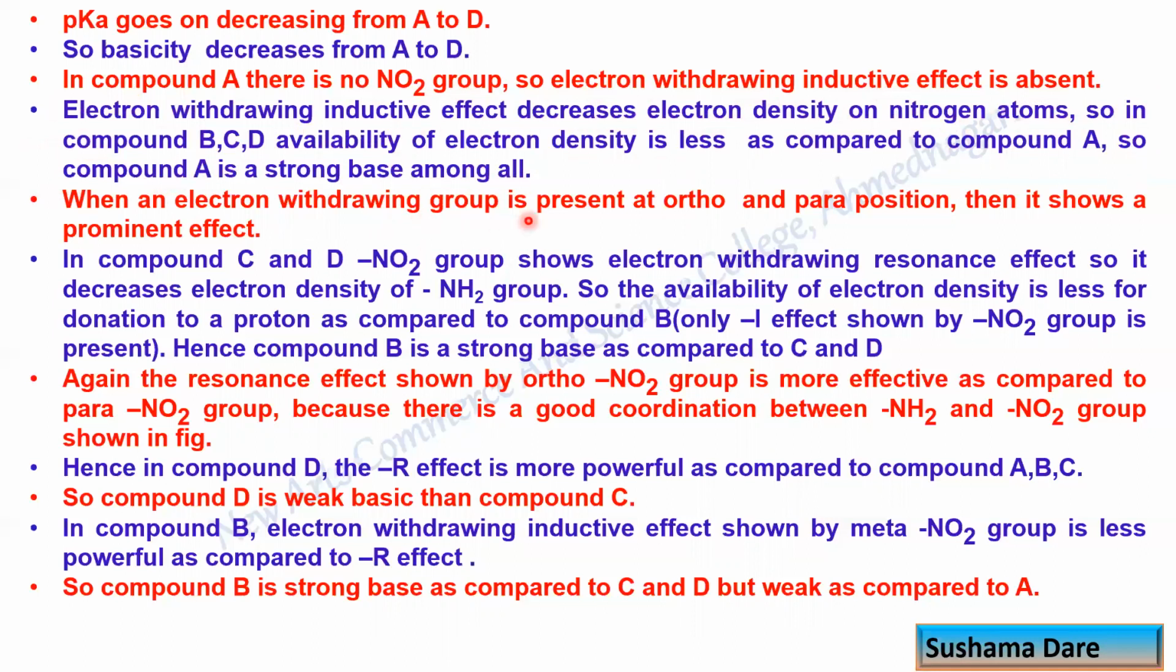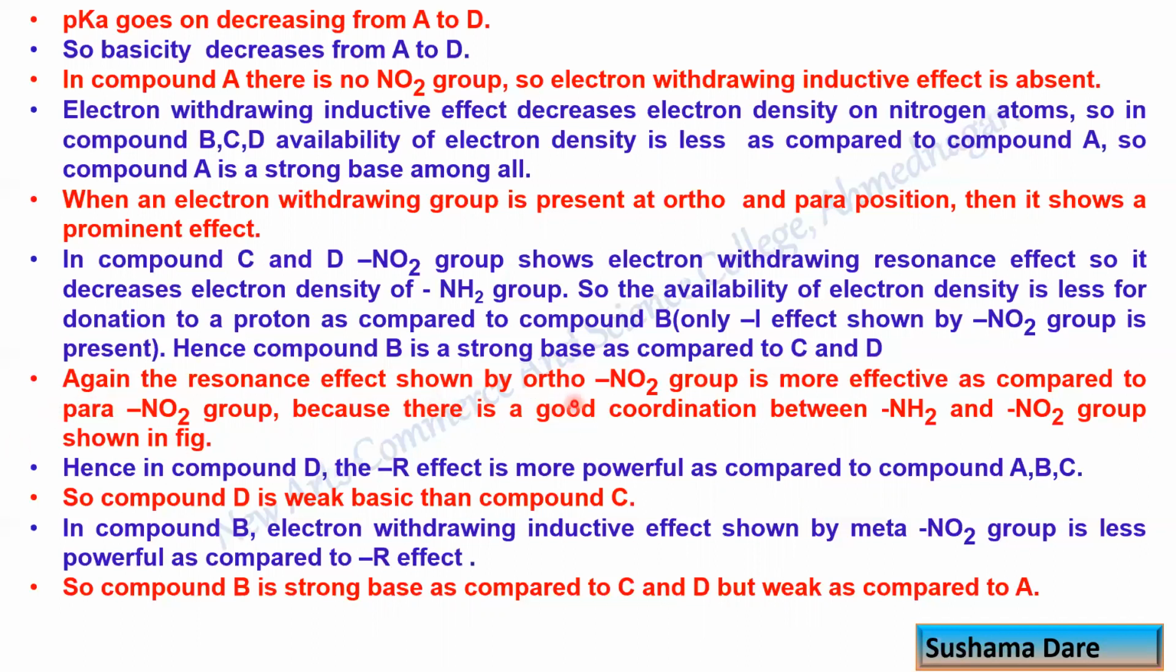When an electron withdrawing group is present at ortho and para position, then it shows a prominent effect. In compounds C and D, the NO2 group shows electron withdrawing resonance effect, so it decreases electron density on the NH2 group. So the availability of electron density for donation to a proton is less as compared to compound B. Only the -I effect shown by the NO2 group is present in case of metanitroaniline, that is compound B. Hence, compound B is a stronger base as compared to C and D.